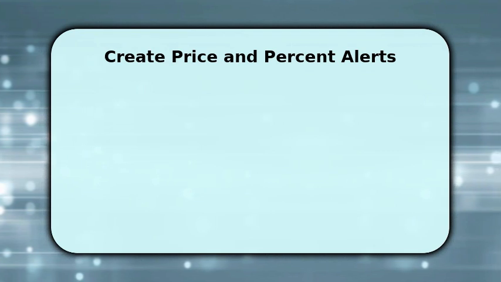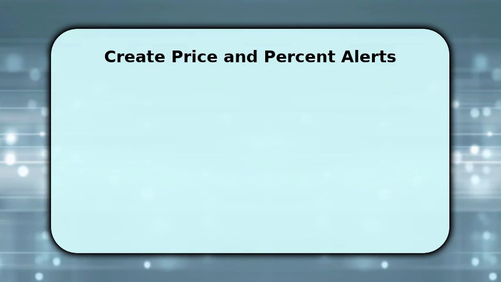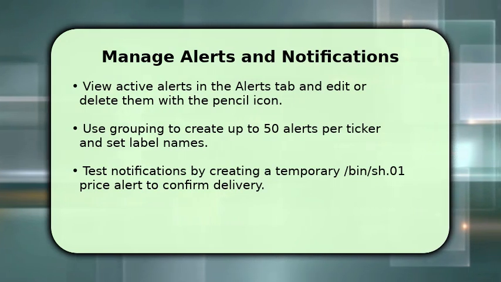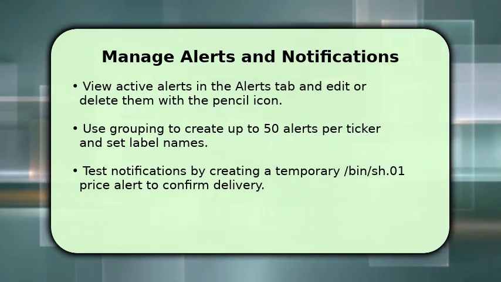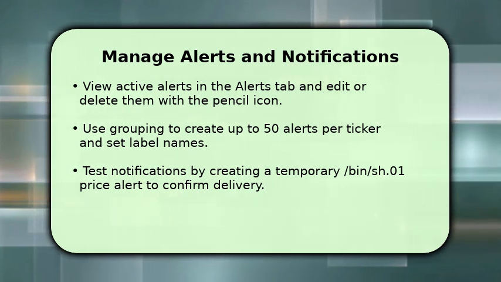Confirm the alert, and the app will display the active alert in your Alerts tab immediately. View active alerts in the Alerts tab and edit or delete them with the pencil icon next to each entry. Use grouping to create up to 50 alerts per ticker, label groups for strategy, and toggle groups on or off.